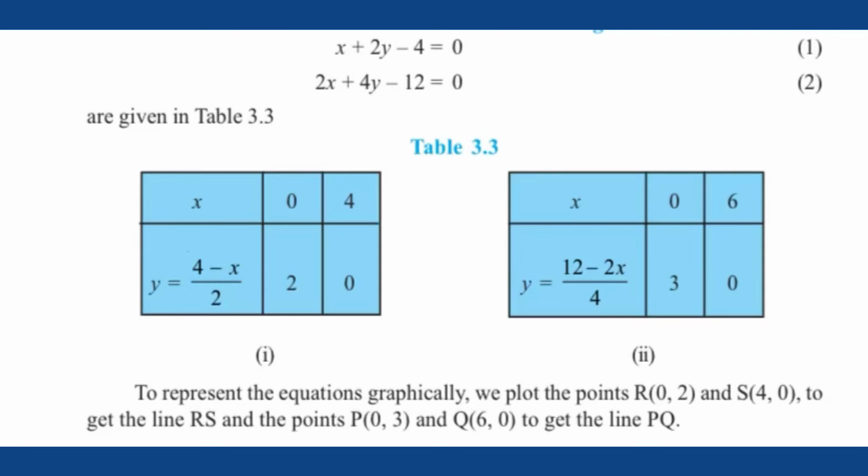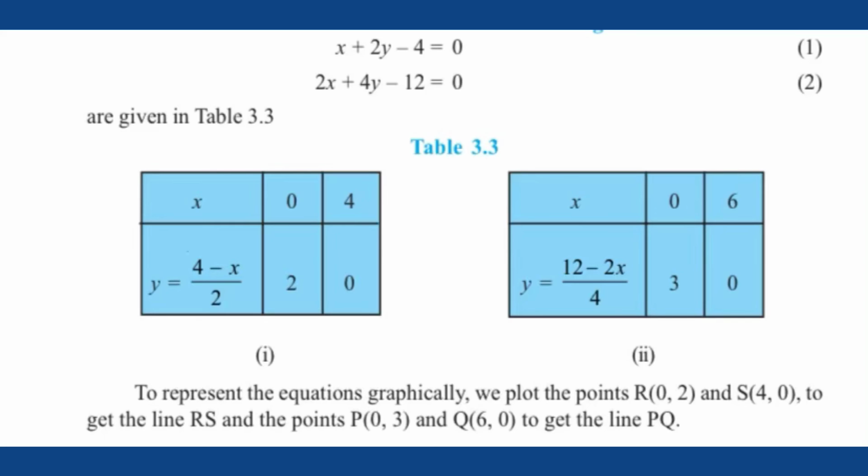So students, our first equation is x plus 2y minus 4 is equal to 0. From this, making y as subject, we get y is equal to (4 minus x) by 2. Now as per table 1, if we take x is equal to 0, we will get y is equal to (4 minus 0) by 2, that is equal to 4 by 2, which is equal to 2. And if we take x is equal to 4, we get y is equal to (4 minus 4) by 2, that is equal to 0. So corresponding to the first equation, the coordinates are (0, 2) and (4, 0).